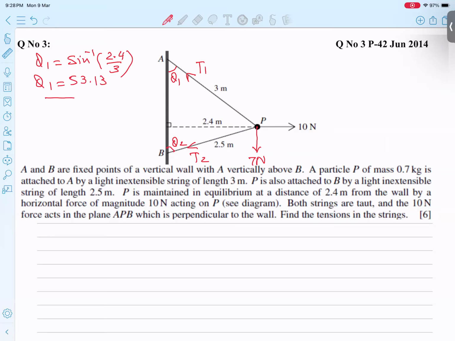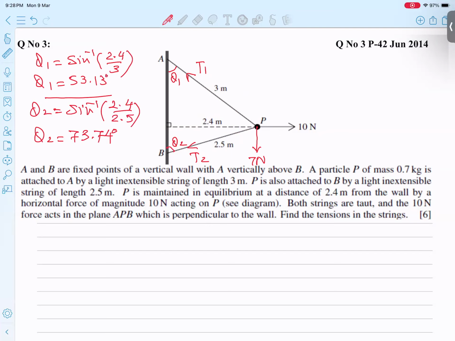What about theta 2, students? Theta 2 is here, so I'll use these two. Same story, opposite by hypotenuse, so 2.4 over 2.5. So theta 2 is equal to sine inverse of opposite by hypotenuse, which is 73.739. Basically, I'm writing 74. So this part is very clear. This is the angle, I got it. Both angles, I got them.